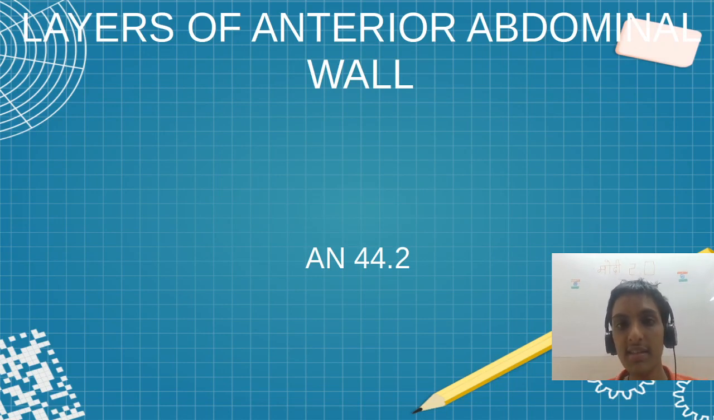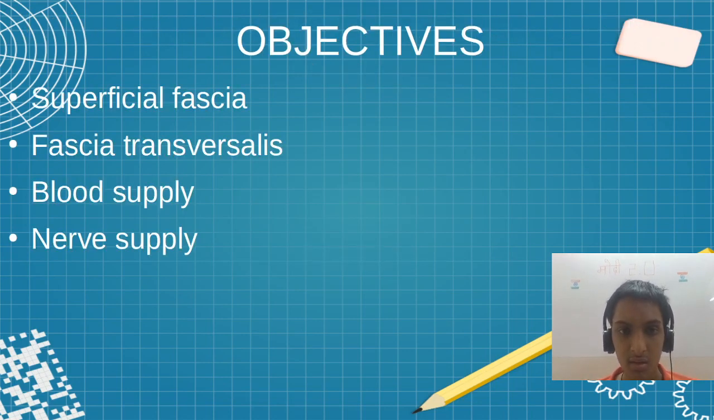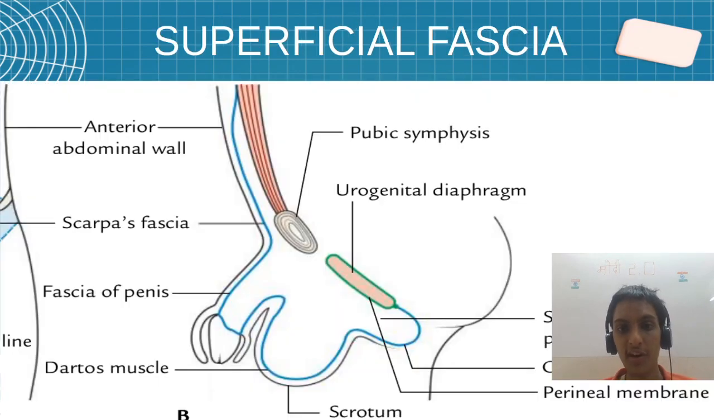Hello friends, in this video we'll talk about layers of the anterior abdominal wall. So mainly we will discuss the fascia, nerves and the blood vessels of the anterior abdominal wall. First we will see superficial fascia. So superficial fascia, there will be two fascias we'll discuss, Camper's fascia and Scarpa's fascia.